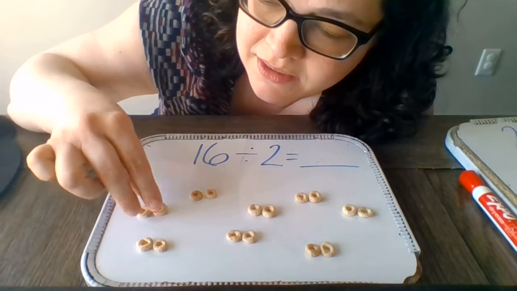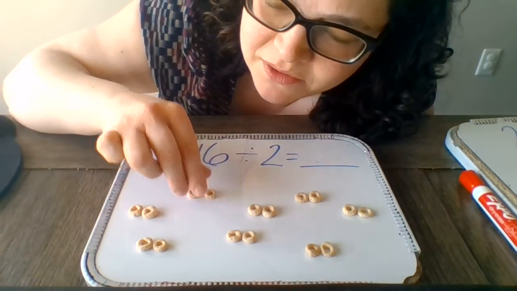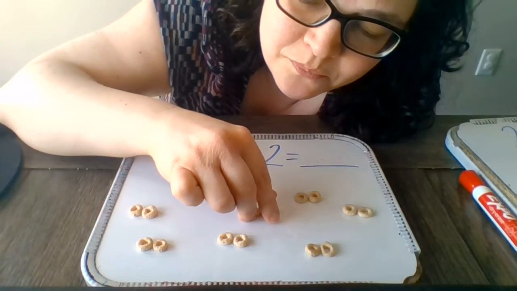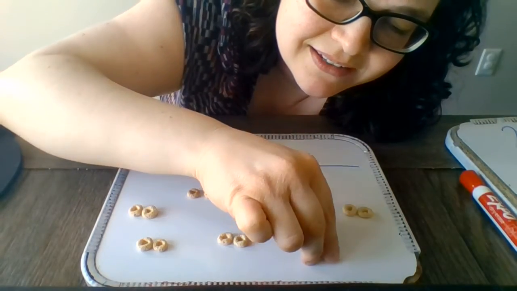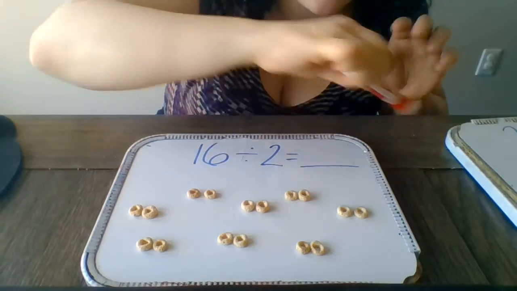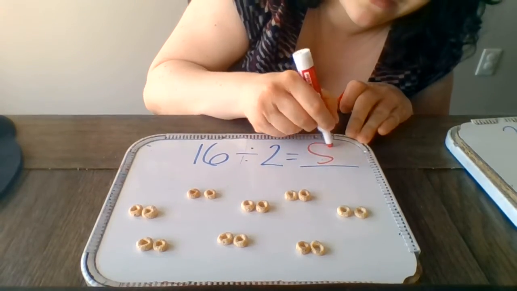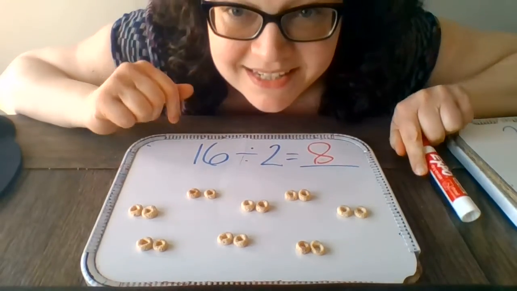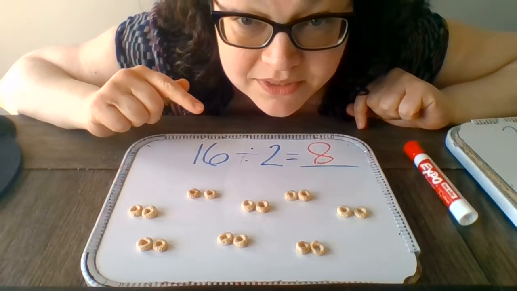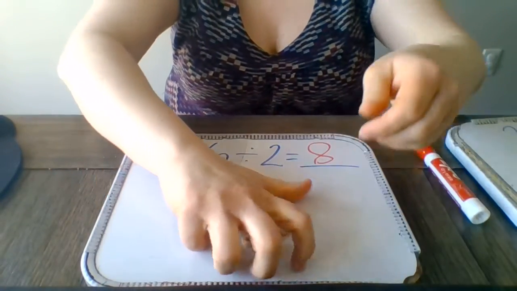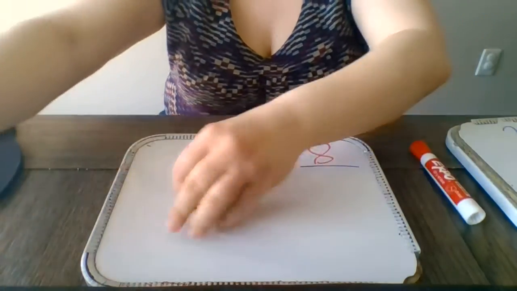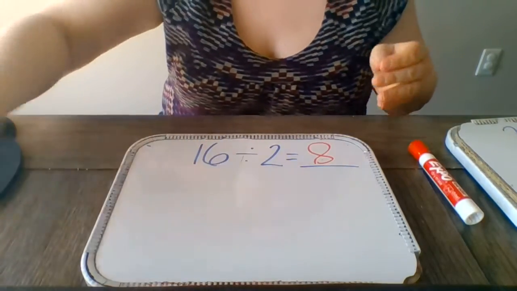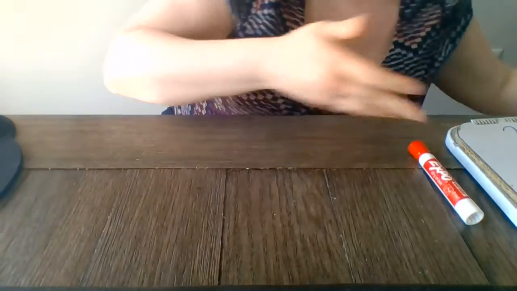So we have 1, 2, 3, 4, 5, 6, 7, 8. So the answer to 16 divided by 2 is equal to 8. Let's put these aside for later. I won't waste them. My baby can have them for her snack because she loves them.